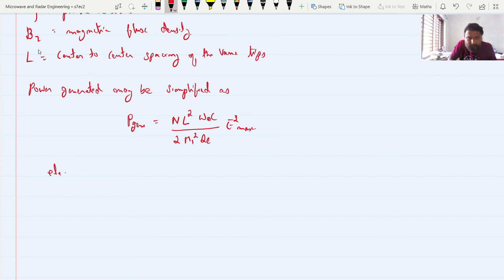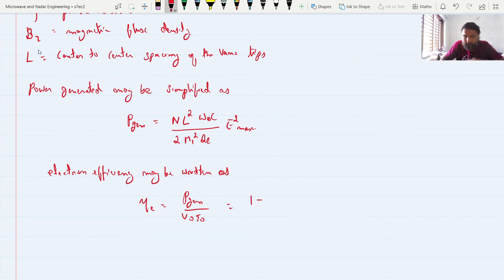So again, the electron efficiency eta E may be written as P gen by P naught I naught, which is nothing but the generated power, m1 minus m omega naught square divided by 2E V naught beta square. So just do the calculation for that one, how it is coming.